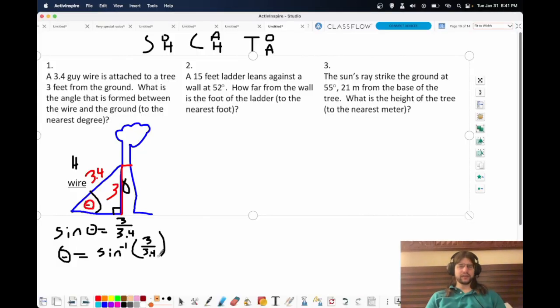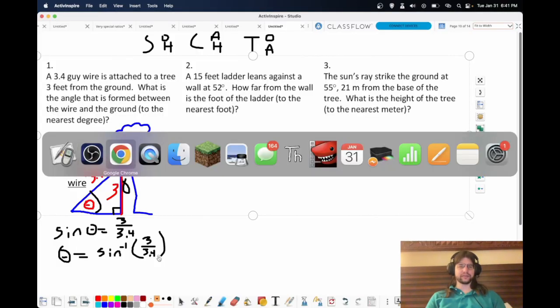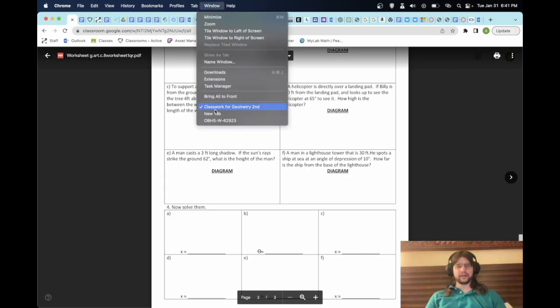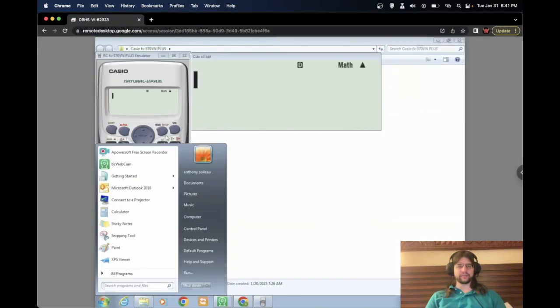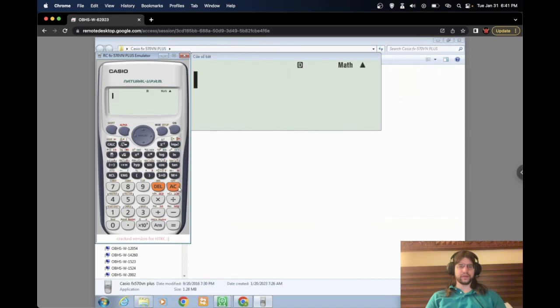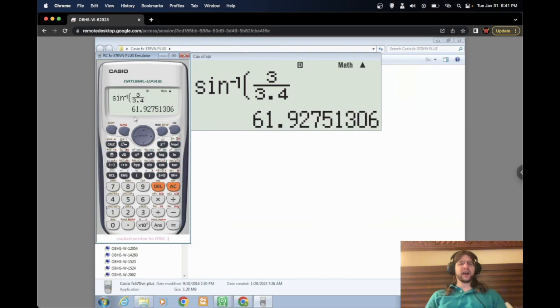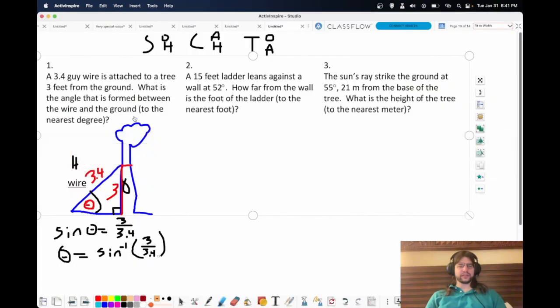Go to my calculator. That's not my calculator. And type it in. So shift sine 3 over 3.4, excuse me. I get 61.9 degrees for theta.